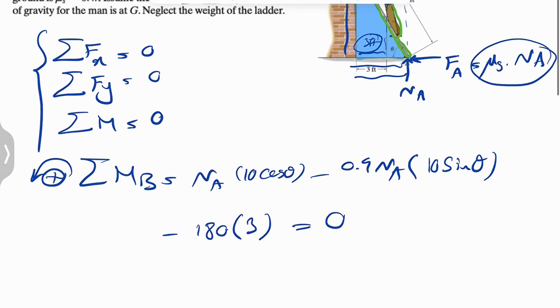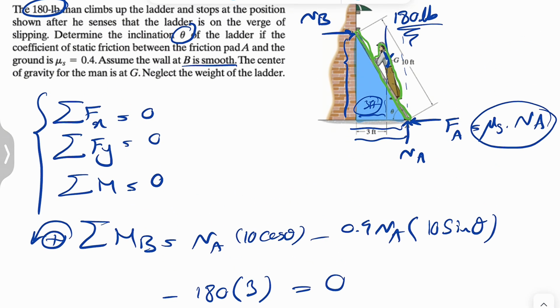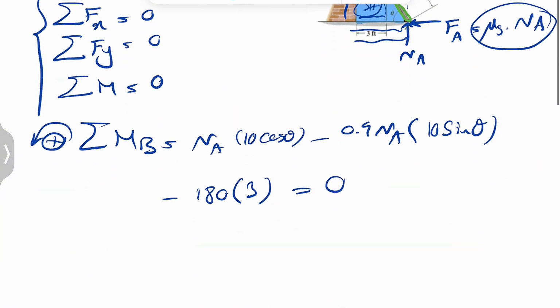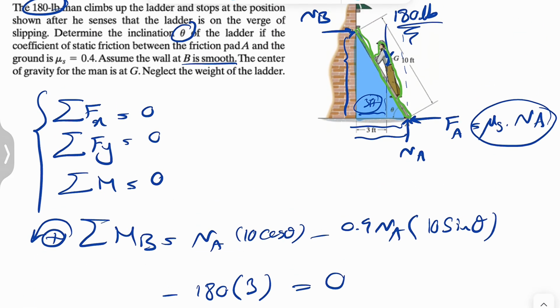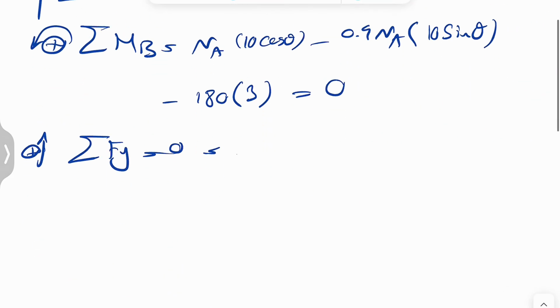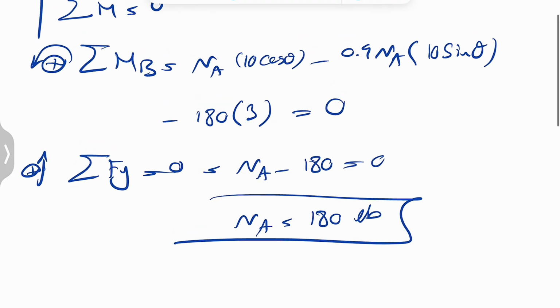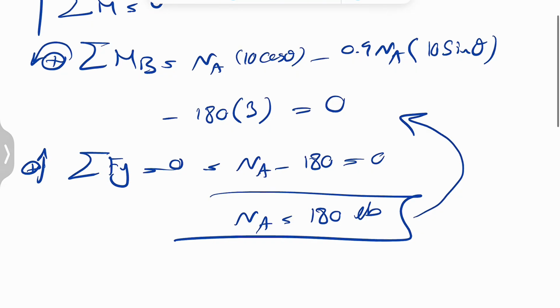And yeah, we have two unknowns in here. We cannot do much, so let's go with another equation. If you look at the sum of all forces in y, let's call this our positive y, we can find the relationship between NA and the weight. So basically we have two forces: NA minus 180 equals 0. So NA is 180 pounds. And if we just plug this one in the previous equation, that should give us the angle theta that we are looking for.